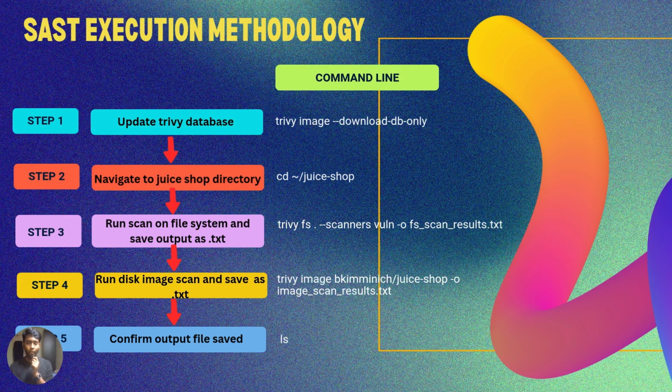So we'll be doing two scans, one on the file system and another one a disk image scan, which is stored in a Docker file. After running our first scan on the file system, we save the output as .txt, and then we do our second disk image scan and save that output in text format as well. After the two scans are done, which takes around 1 minute at best, we confirm whether or not the files are actually there via the command ls, which shows all the files in the directory.